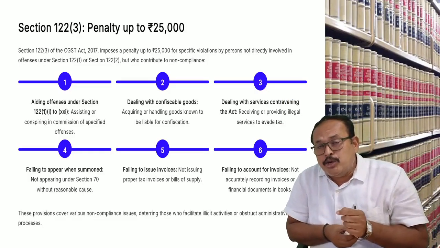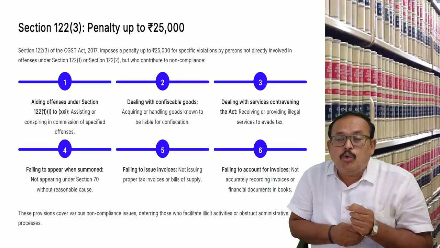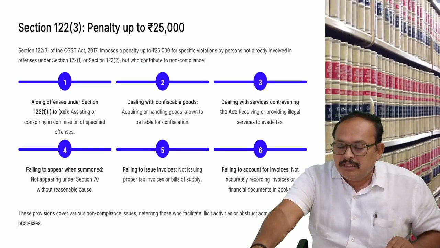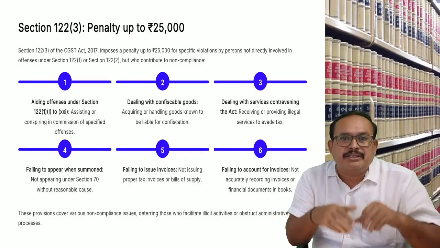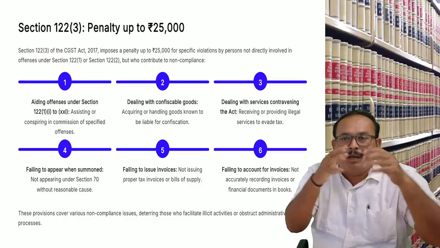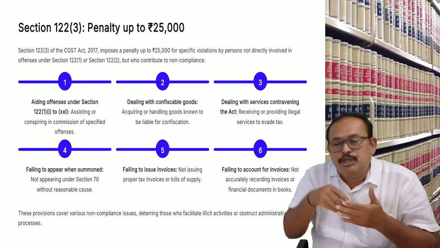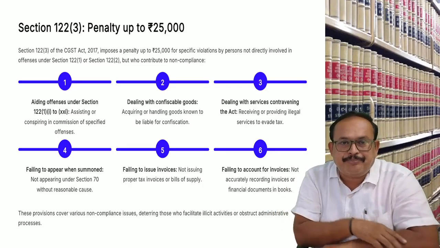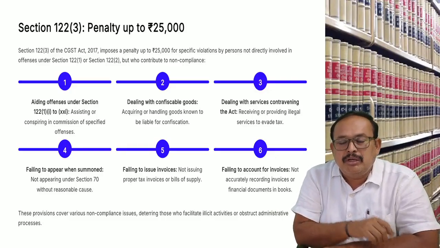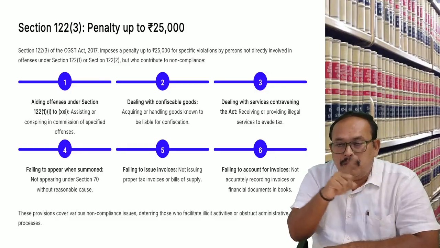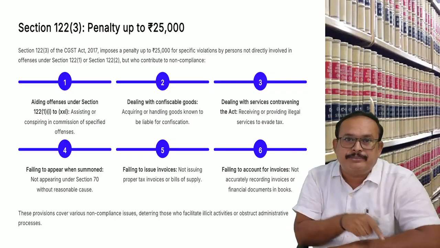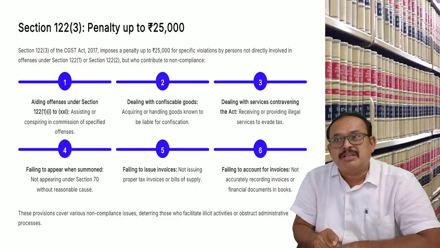When does 122(3) apply? I will tell you. Sir, I am an employee of the organization. I am a key person. The limited company appointed me as authorized representative to deal with the GST department. I am a signatory. The department sends a notice: hey, mister, a summons is issued, you come and appear before the department with the following documents. I failed to attend. 122 subsection 3 applies to me.